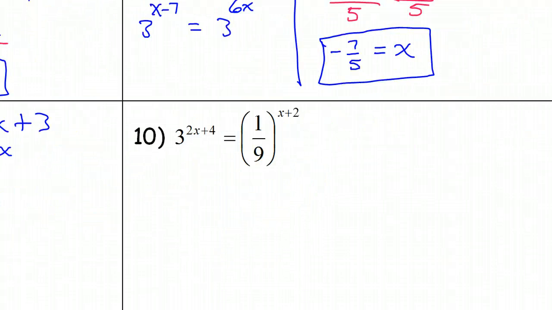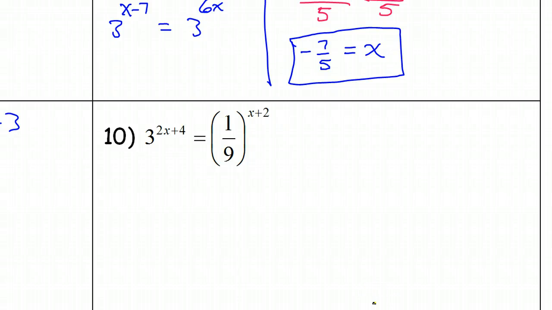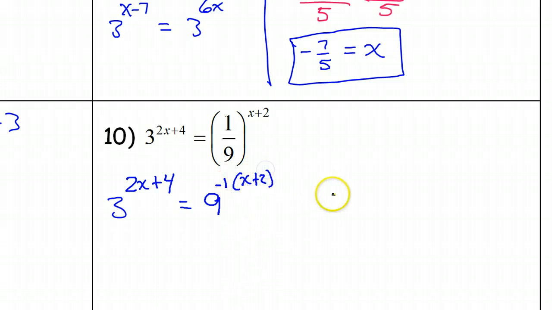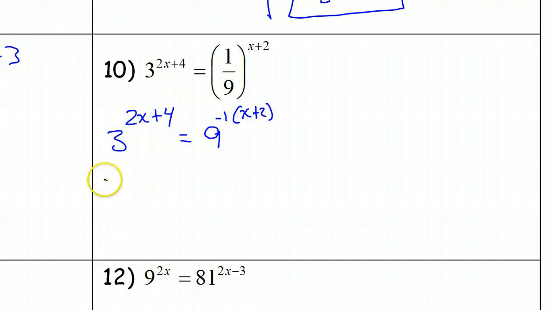Alright, number 10. Remember what I showed you the last time we had a fraction like this. We're going to wind up doing a negative exponent here. So I've got 3 to the 2x plus 4 power. But 1/9 is the same thing as 9 to the negative 1 power. Okay, so we might as well do that. So far, that gives me 3 to the 2x plus 4 power equals 9 to the negative x minus 2 power. I had to distribute that.